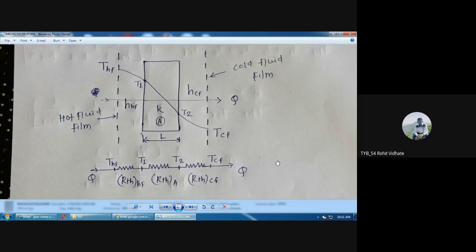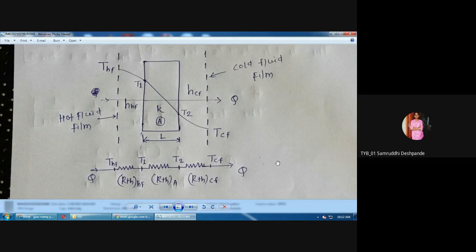Minus KA into delta T by delta X or delta L. Okay, so this is the Fourier's law of heat conduction. After that we have derived one equation. If you have written it in your notebook, you will know. Heat conduction through the plane wall. Check what its final equation is. What is the final equation of heat conduction through the plane wall? Can anyone tell me?